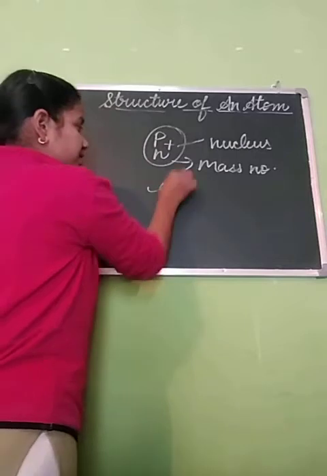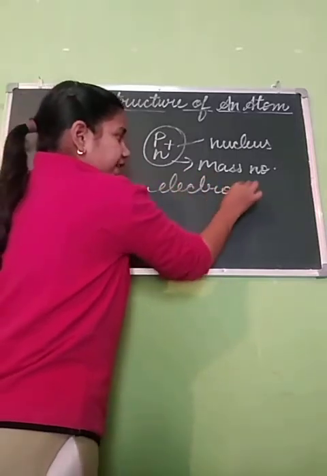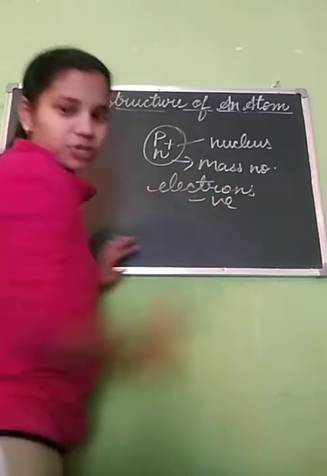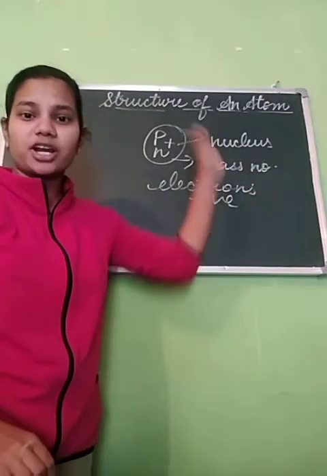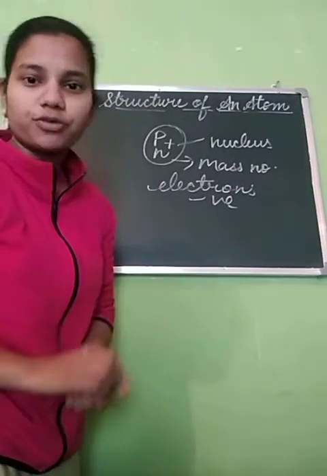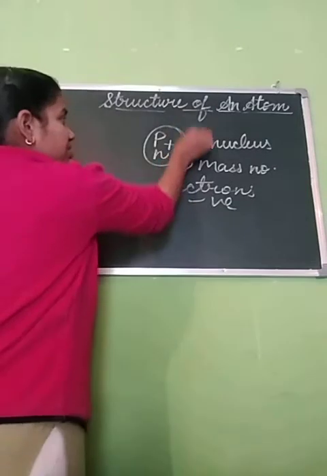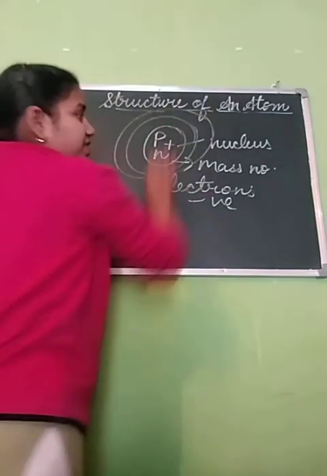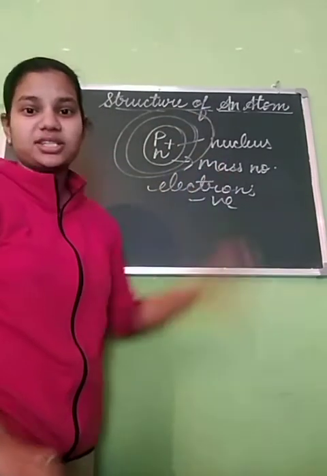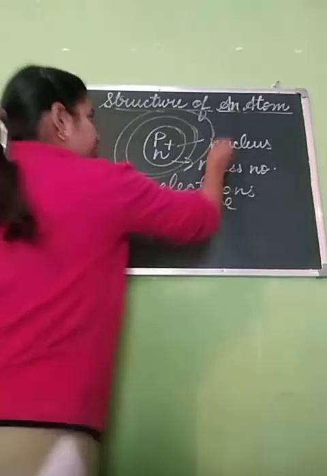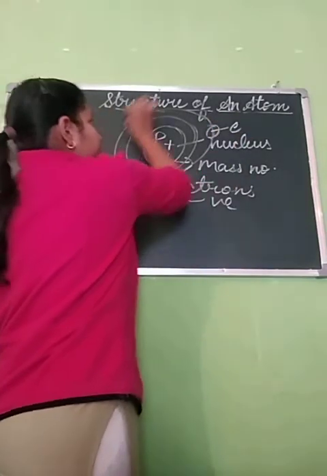Now, what are electrons? Electrons are the negatively charged particles that revolve around the nucleus. How do they revolve around the nucleus? There are some fixed orbits at fixed places. In those fixed places, electrons revolve around the nucleus, as you can see here.